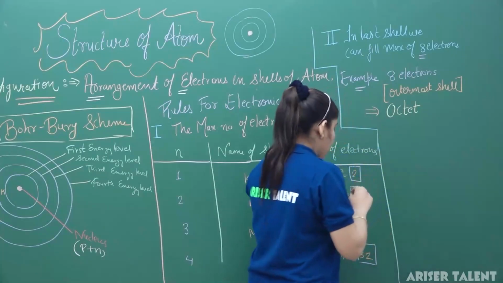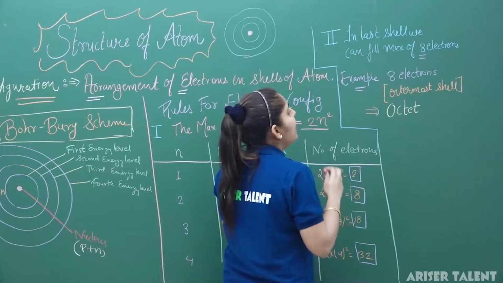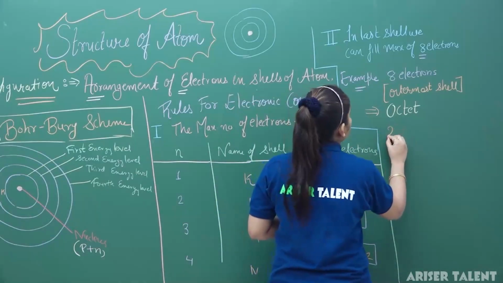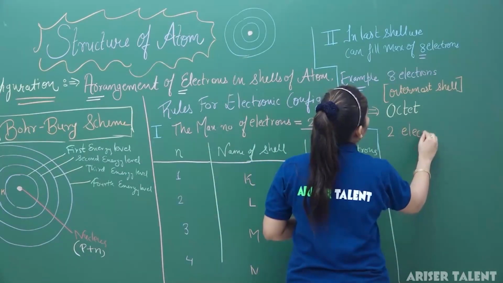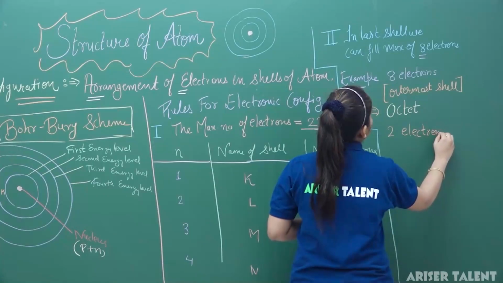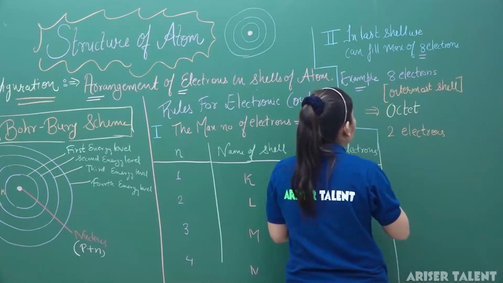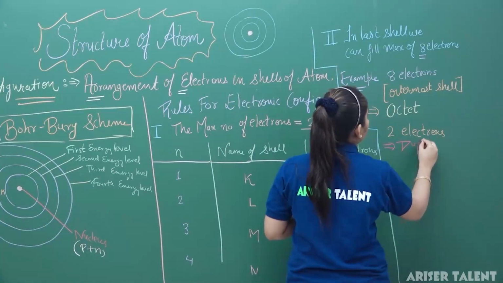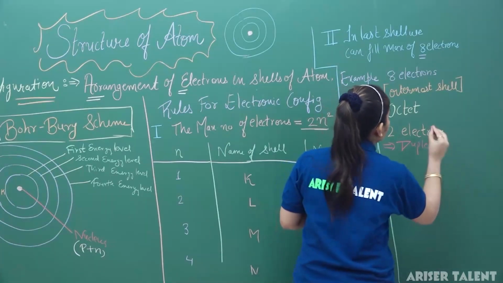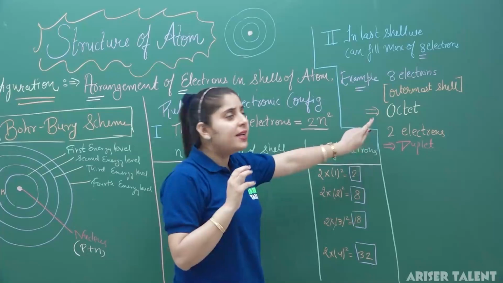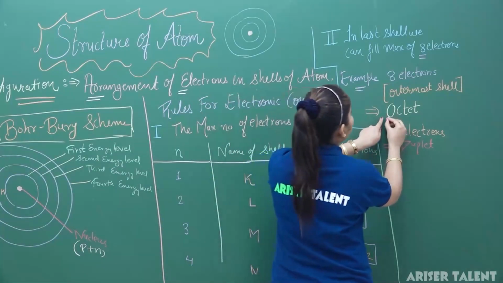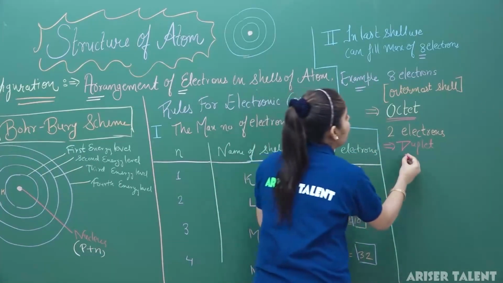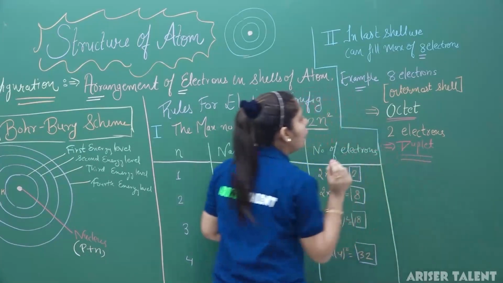octet. So, if an atom has 2 electrons in the outermost shell, it means it constitutes only 2 electrons in the outermost shell, we can term it a duplet because it has only 2 electrons. If an atom has 8 electrons in the outermost shell, we call it an octet. If it has 2 electrons in the outermost shell, we call it a duplet.